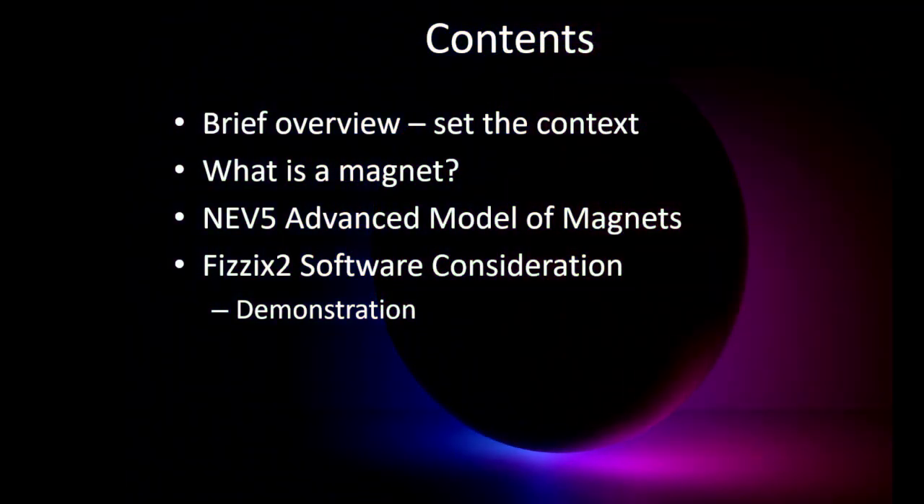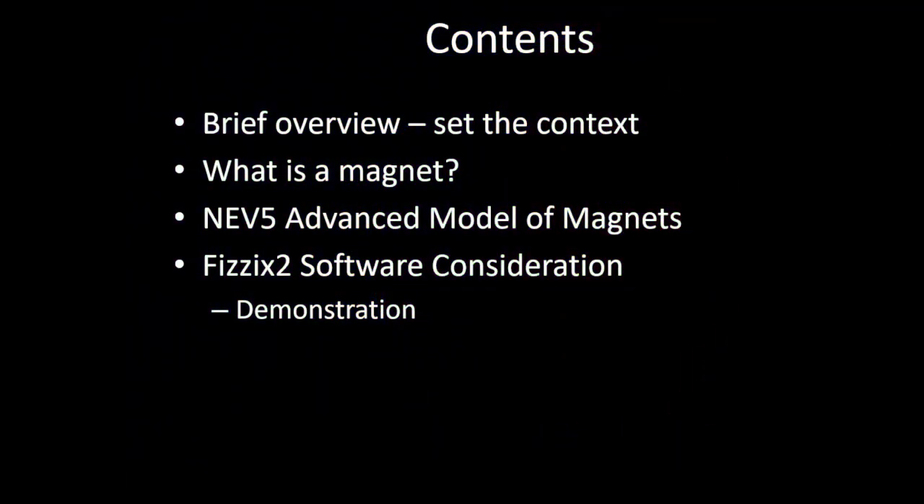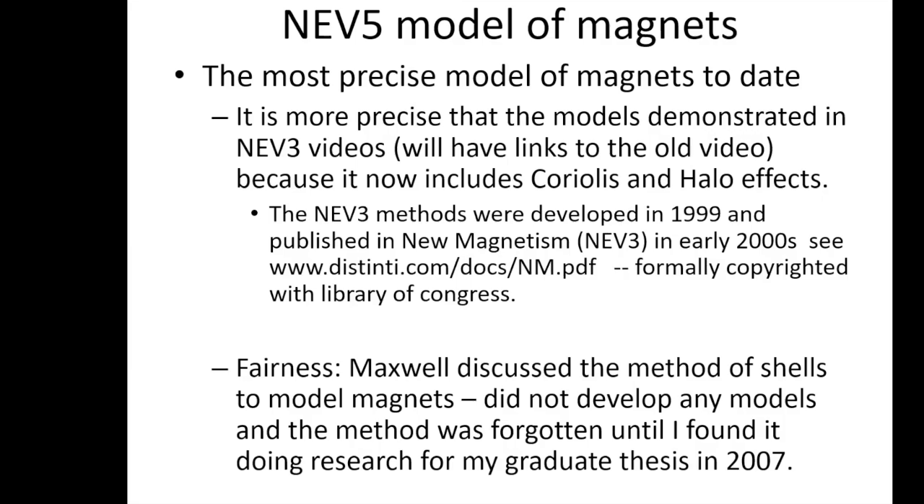Okay, so what we're going to do in this video is give a brief overview to set the context. Where does this fit within the New Electromagnetism galaxy? And where did it come from, what are its original roots, and how has it evolved to what we have today? Then we're going to get into what is a magnet. And then we're going to show you the EM04 advanced models of that magnet. And then we're going to show you Physics 2 software considerations. And we're going to demonstrate some experimental data.